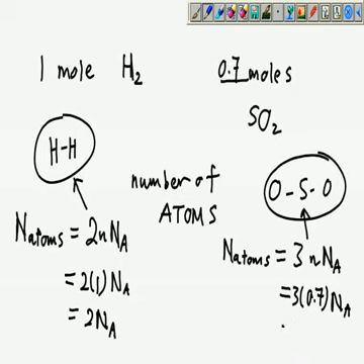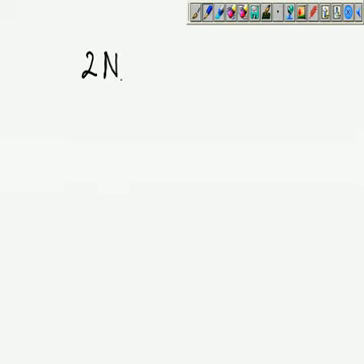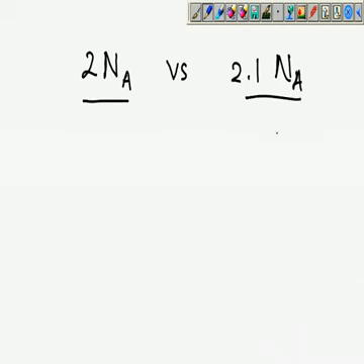Now I want you to compare these two. 2 Na versus 2.1 Na. Whether we calculate the Na, 2 times 6.02, or not, we can compare straight away. Which is bigger? Sulfur dioxide has more atoms. Okay, no doubt about it, because you can just use 2.1 times 6.02 times 10 power 23. At this stage, you don't have to compare. You can see it. 2.1 is bigger than 2. Alright.